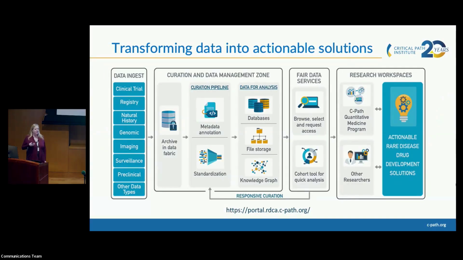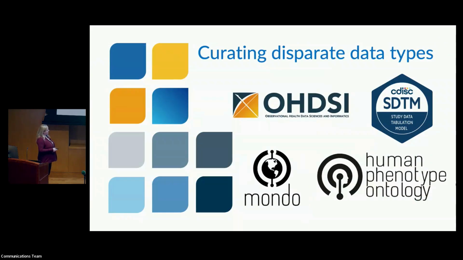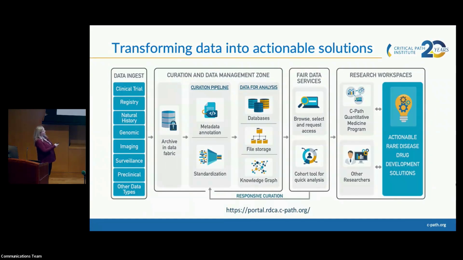At CPATH, one of the big projects that we're working on is called the Rare Disease Cures Accelerator-Data and Analytics Platform, or the RDCA DAP. And you can go to our portal. There's a URL at the bottom of the screen where you can go to our portal.